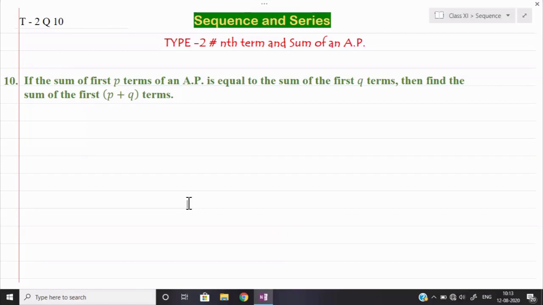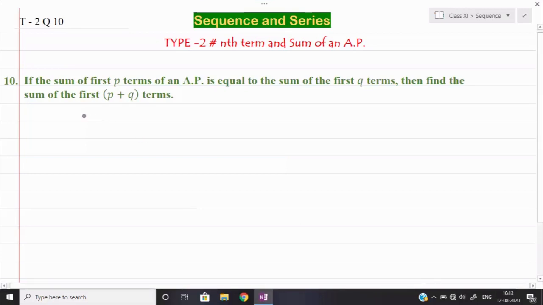Now they are saying that then find the sum of first p plus q terms. Means then we have been given that the value of n, the number of terms, is equal to p plus q. And we have to find out their sum. Now let us see how we can find out here. First you see the AP we shall suppose as usual a, a plus d, a plus 2d.